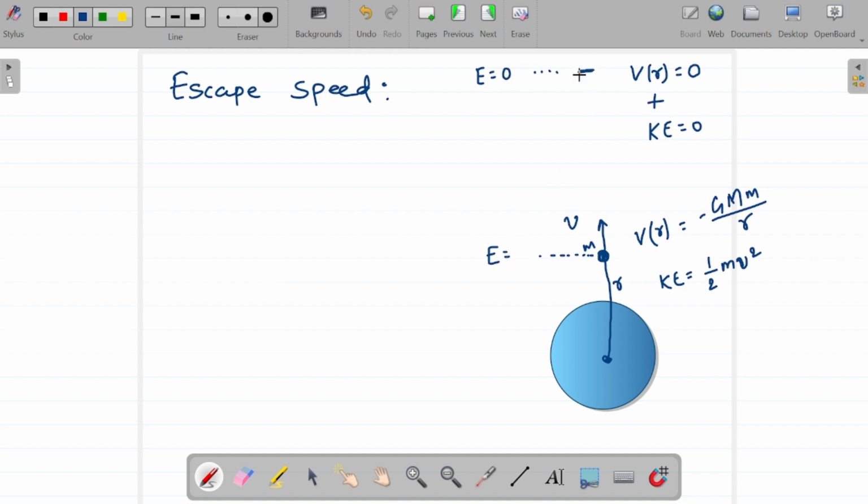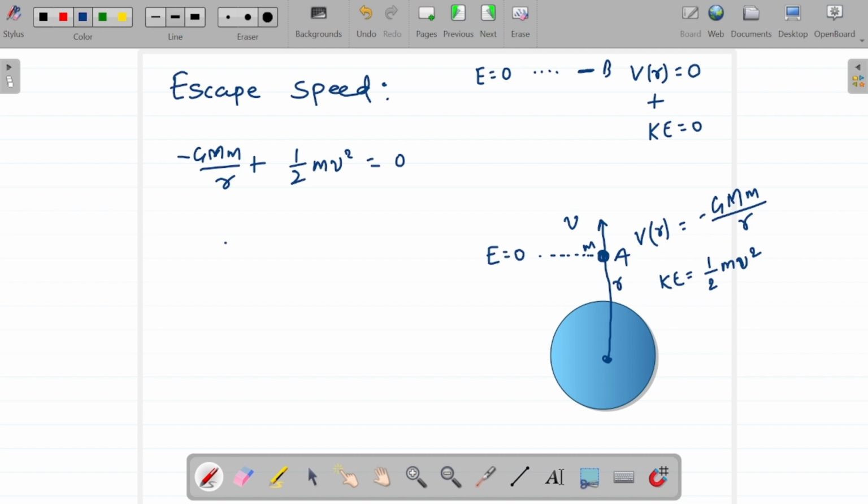At that point, we have said that the potential energy is zero, so there is no influence of the gravitational field of the earth, and the kinetic energy is zero, meaning the particle or body is just reaching this point. So at this point also, the total mechanical energy should be zero only. Let's say this is point A and this is point B. At point A, the total mechanical energy is minus G M m by r, which is the potential energy, plus 1 by 2 m v square, and it should be 0.